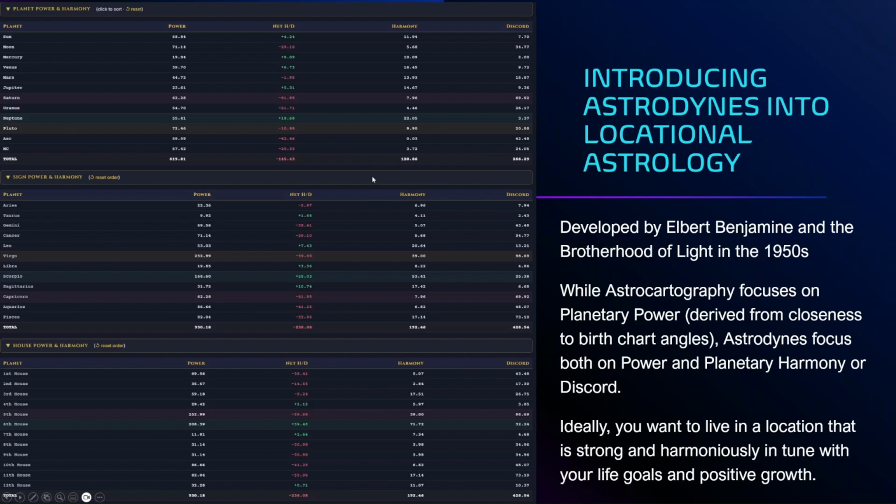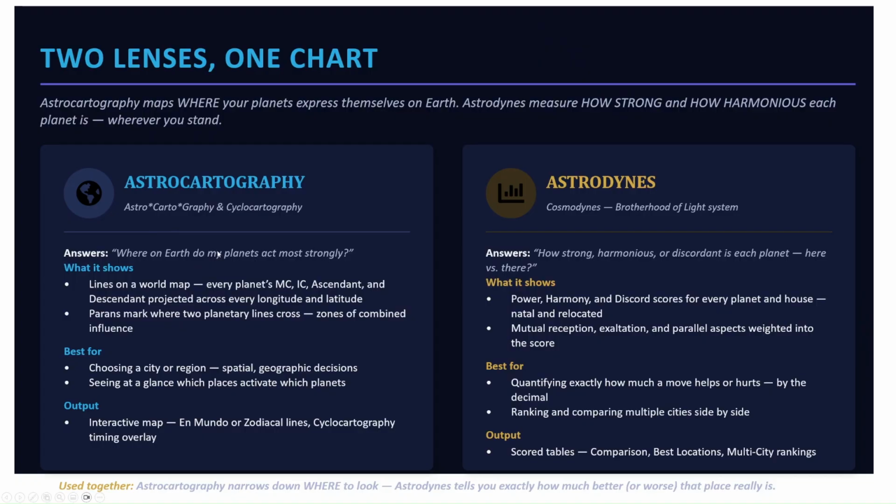And in that group, there were astrologers who studied thousands of charts to come up with different values that they could assign to different types of aspects and qualities in a chart. So while astrocartography focuses on planetary power, and those lines are basically connected to the angles of the birth chart, Astrodynes focus both on power and planetary harmony or discord. Ideally, you want to live in a location that is strong and harmoniously in tune with your life goals and positive growth. So basically what you have here are two lenses and one chart.